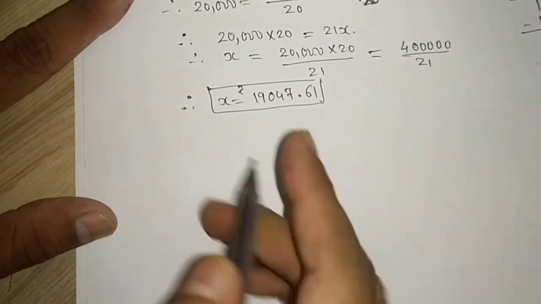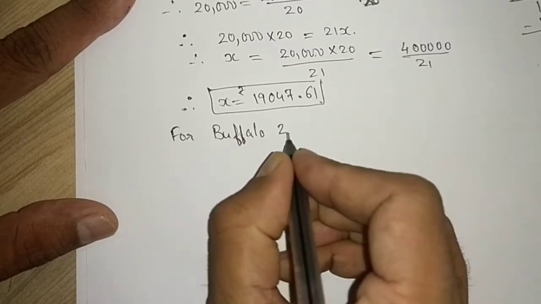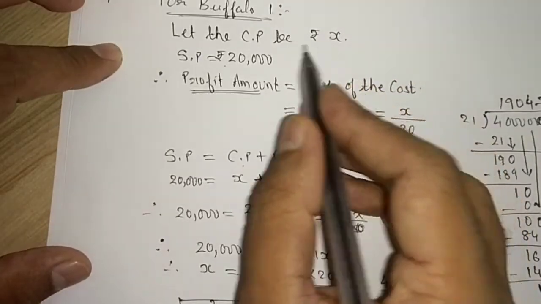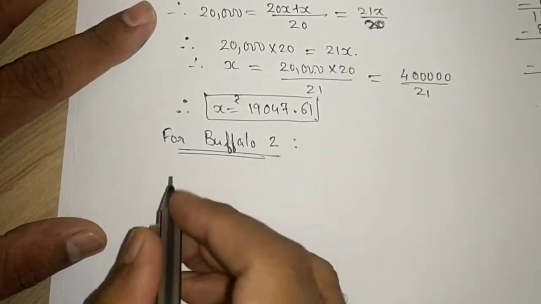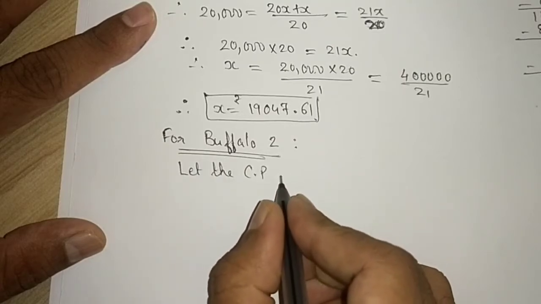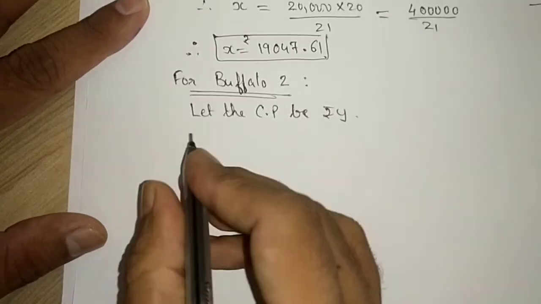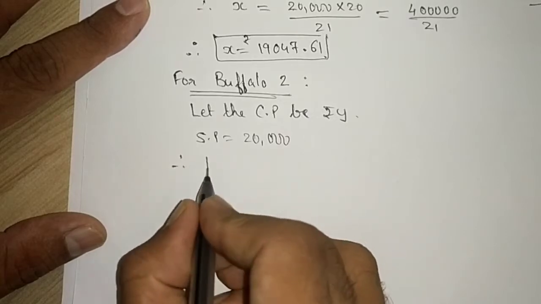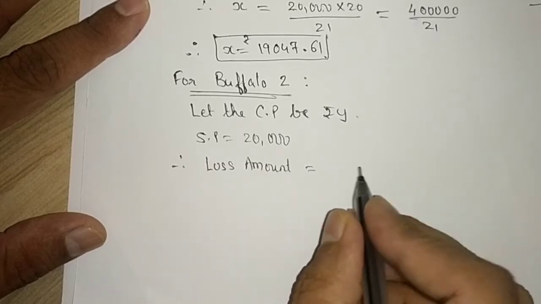Now for solving the second buffalo, buffalo number 2. Since we have taken this as X, and they have not given us that the cost prices are the same, we will suppose it as Y. Let the cost price be rupees Y. SP is the same, so we will put 20,000, and here it is a loss, so we will find the loss amount.